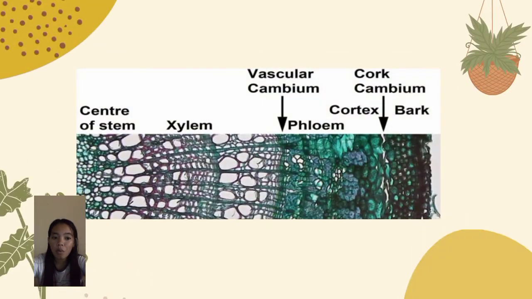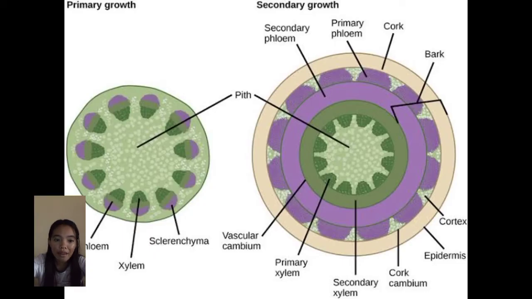The secondary phloem replaces the primary phloem. Similarly, as the trunk of a woody plant gets larger, the dermal tissue needs to be expanded and replaced. New dermal tissue is produced by the cork cambium, which lies beneath the bark.